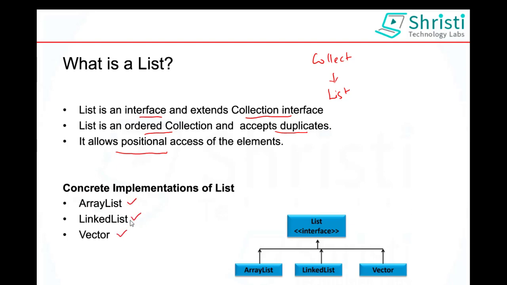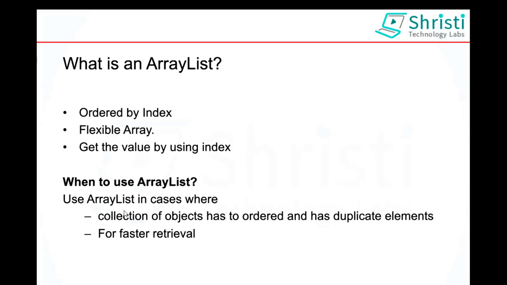To make it very clear, these concrete implementations of list behave like a dynamic array. The next question, what is an array list? An array list is a flexible array, meaning to say that whenever I am adding elements to the array list, it will expand.